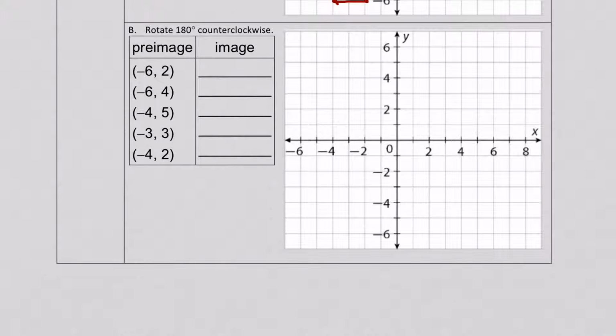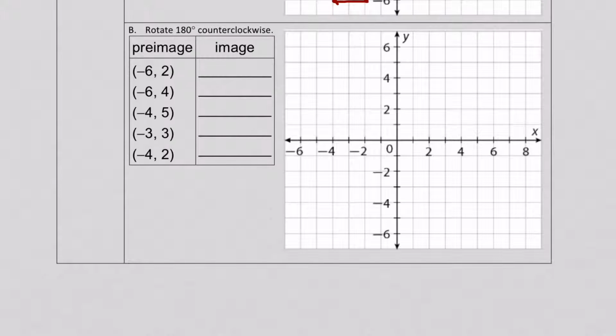B, rotate 180 degrees counterclockwise. That one is, like I keep saying, the easiest one. It's so easy to do the transformation for those points. 180 degrees. It doesn't matter if it's counterclockwise or clockwise. You're going to end up at the same spot. Okay? But go back and look at your notes and look what the rule says. For 180 degrees, all you have to do is change the signs. That's it. Just change the signs and you have done the rotation.